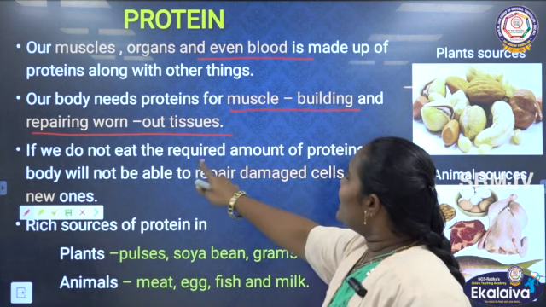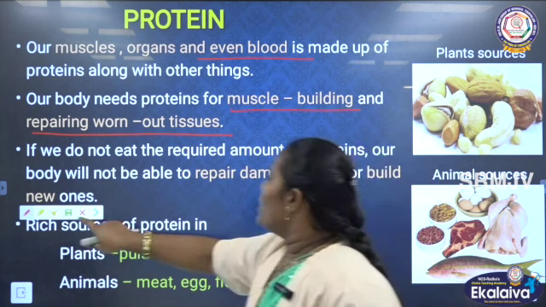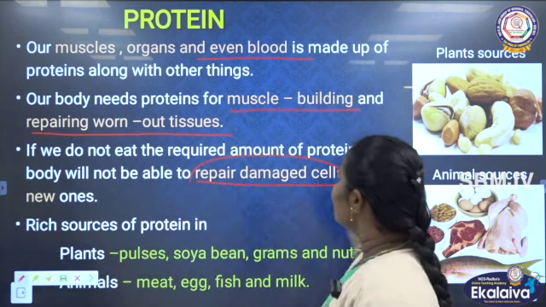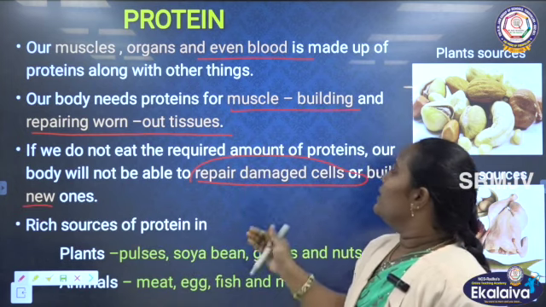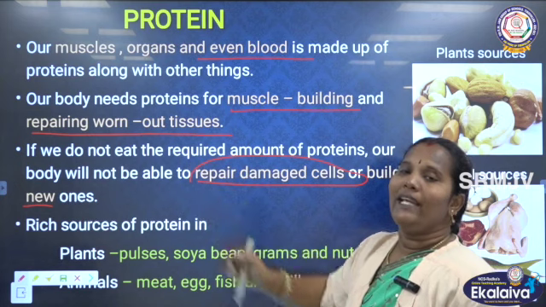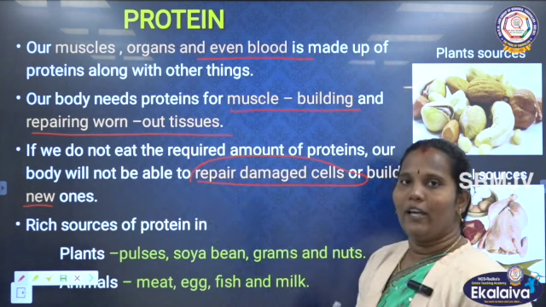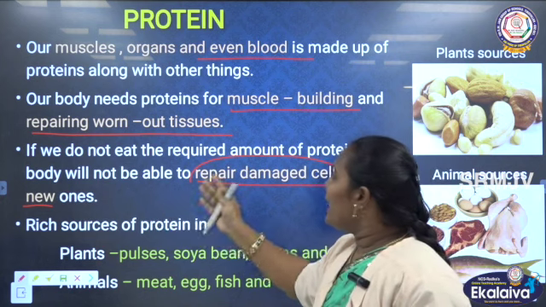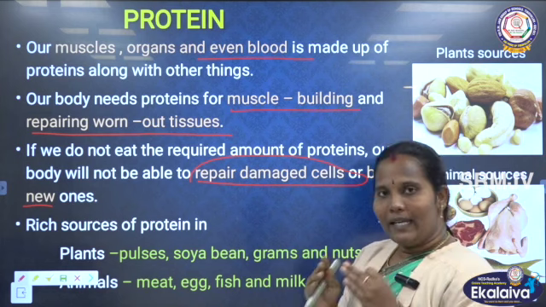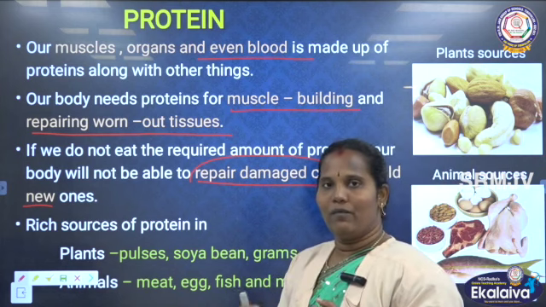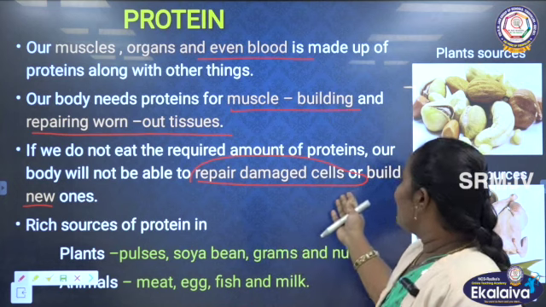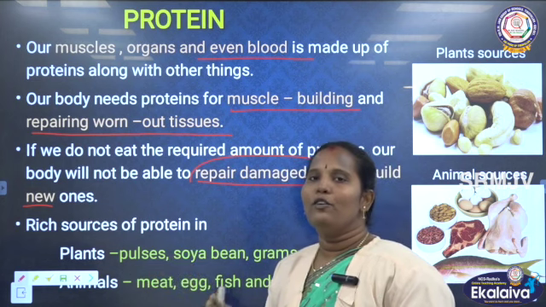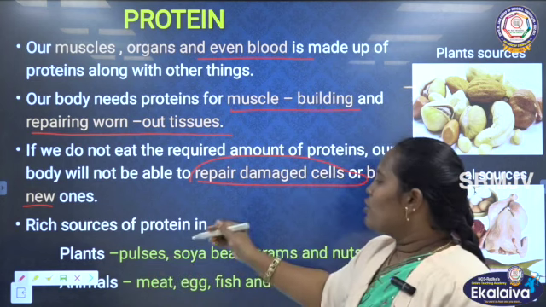If we do not eat the required amount of protein, the body will not be able to repair damaged cells as well as build new ones. Clear? If there is a lack of protein in our diet, our body will not be able to repair damage, and new cells also cannot be built. Then, rich sources of protein.